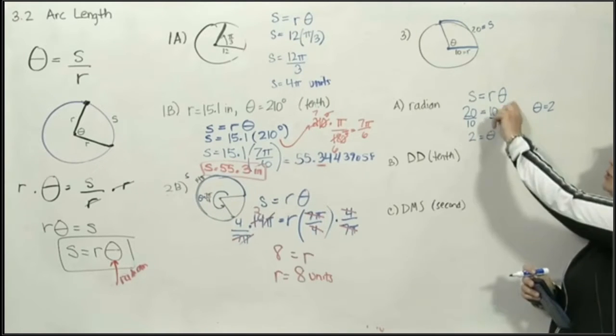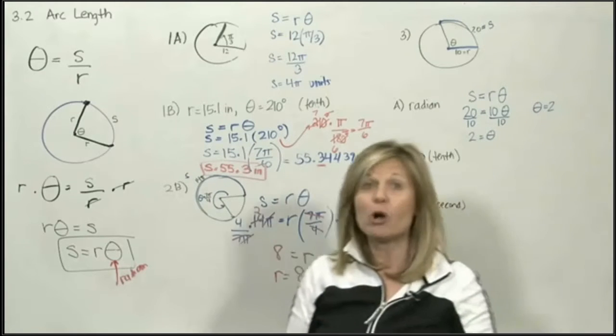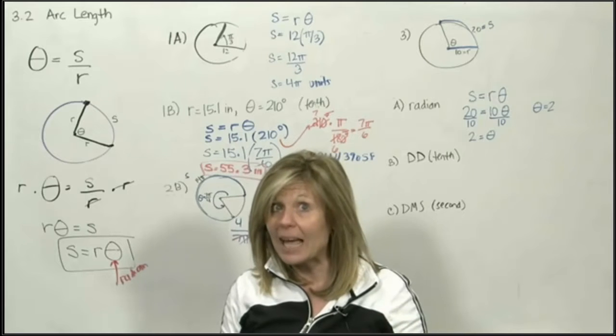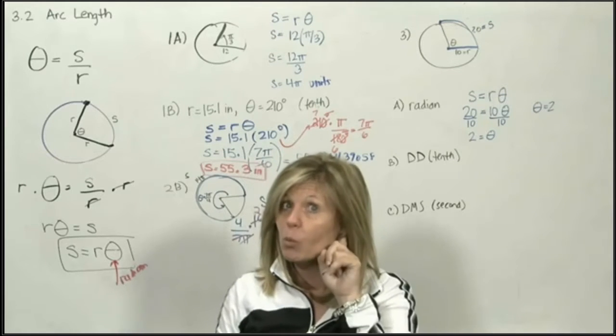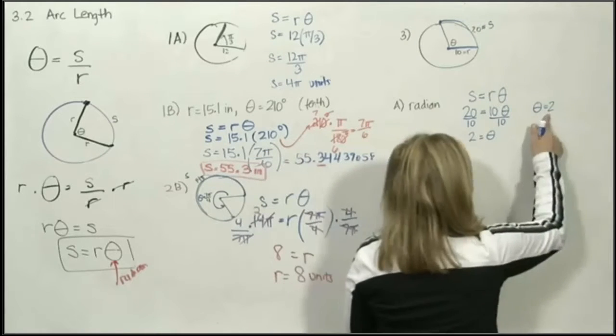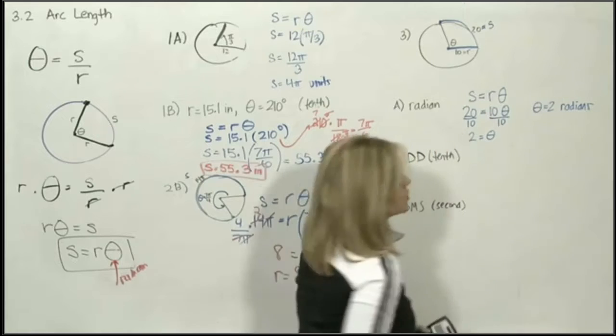Sweethearts, do you see a degree symbol anywhere in here? Heck no. Then don't put a degree symbol. When you divide a length by a length, then the angle measurement is in what units? It's in radians. So there's no symbol for radians. If it makes you feel better and you want to write the word radians, be my guest.